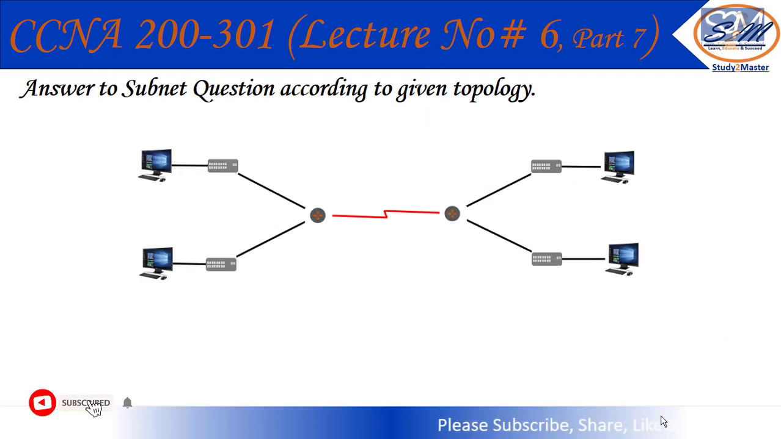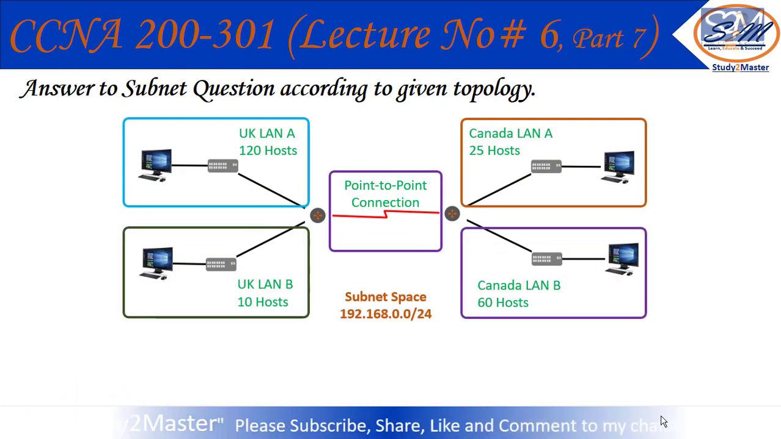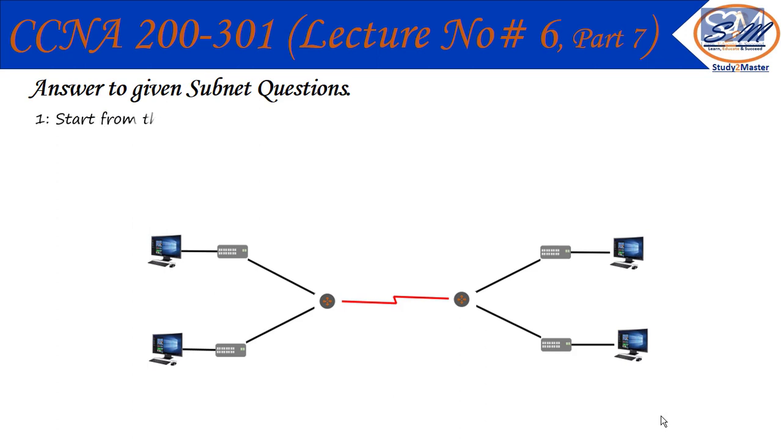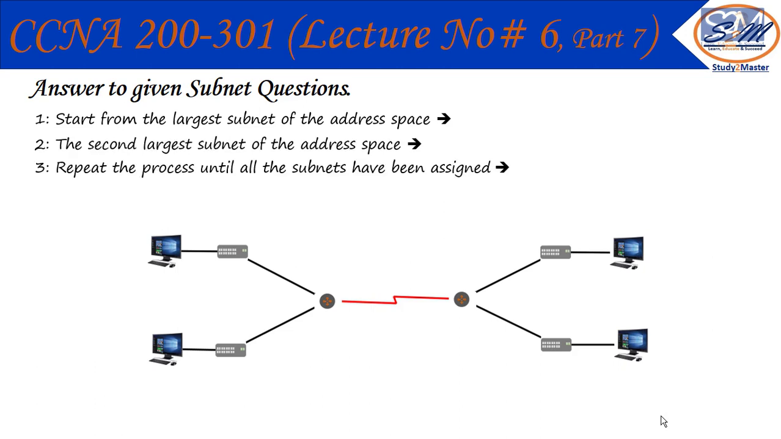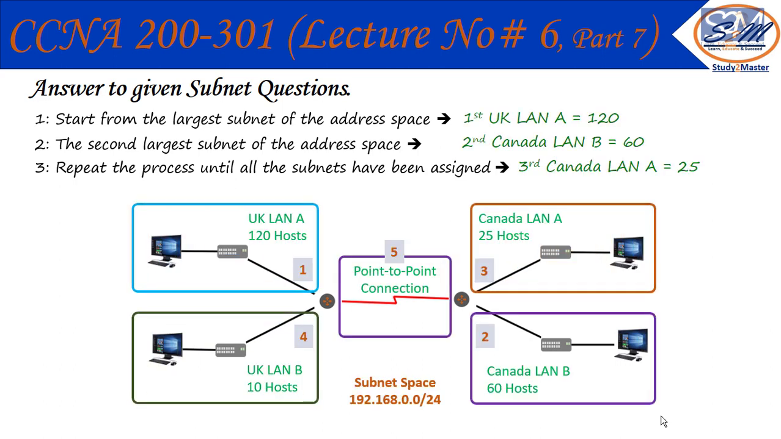Answer the subnet question according to the given topology. Here we have 4 LANs with one connection, or point-to-point connection. Each LAN requires its own IP address. You have to remember, if you want to become a master in VLSM or subnetting, start from the largest subnet of address space, then the second largest and the third largest. So here we have 4 different LANs. The first one, the largest, is UK LAN A, which requires 120 hosts. The second largest is Canada LAN B, which requires 60 hosts, and the third one is Canada LAN A, which requires 25 hosts. So now let's start and do subnetting on the UK LAN.